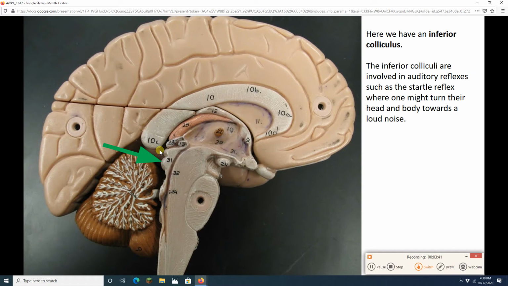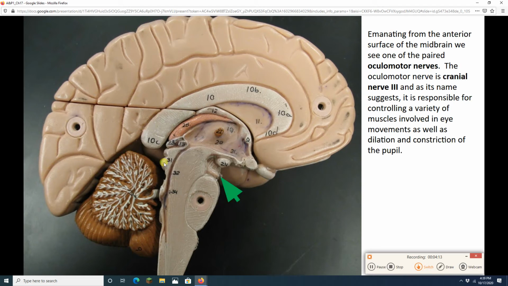Down below, we got the inferior colliculus. If someone jumped out from behind you right now and said, "Boo," you'd probably turn towards them in a frightened state. Maybe you'd punch them. And what you would be exhibiting is the startle reflex, and that is the domain of your inferior colliculi. So we got an inferior colliculus right here. It is involved in your startle reflex.